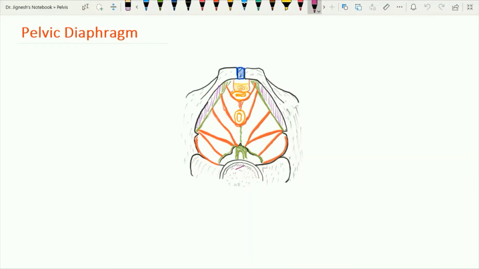Hello friends, let's see the pelvic diaphragm. The pelvic diaphragm is nothing but the thin muscular partition situated within the pelvic cavity, and this muscular partition has the passage of the opening of the urethra as well as the anal canal in case of male, while urethra, vagina and anal canal in case of female.